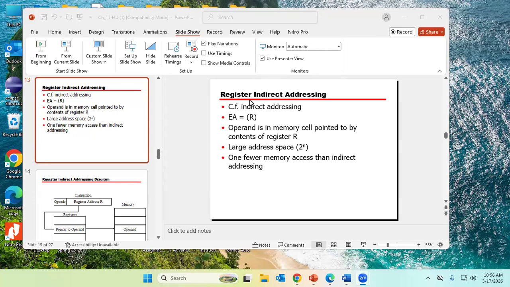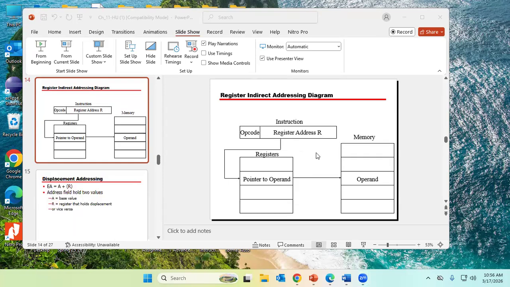Indirect register, indirect addressing. We said that. We talked about it, right, guys? I think yes. The content of the register is the effective address. Let me start annotating. So this is the case.